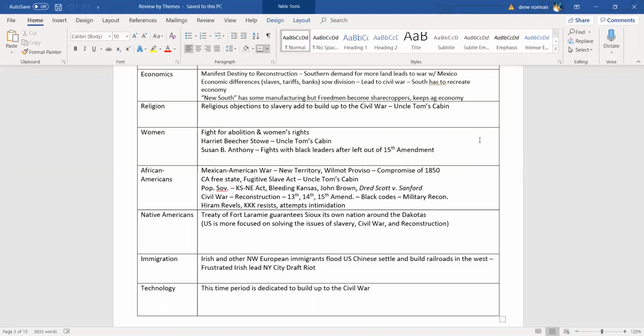Reconstruction tried to grant them their rights through the 13th Amendment, which ended slavery, the 14th Amendment, equal rights, and the 15th Amendment, rights to vote. Black codes after the war restricted these rights, but military Reconstruction undid those codes and protected them. Hiram Revels is one of the most famous examples of a black congressman. The Ku Klux Klan resisted, tortured, attacked, intimidated, lynched, did all manner of evil things to African Americans in this time period.